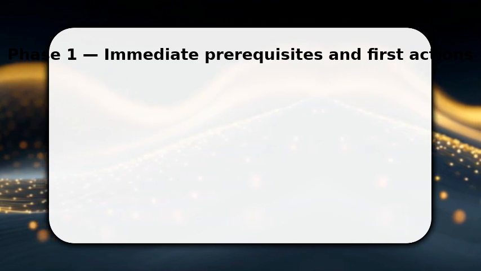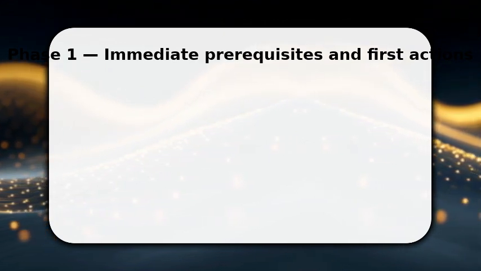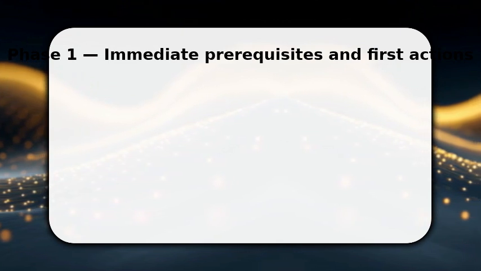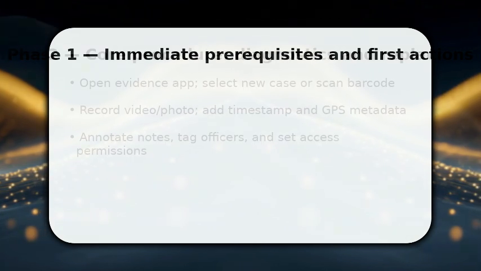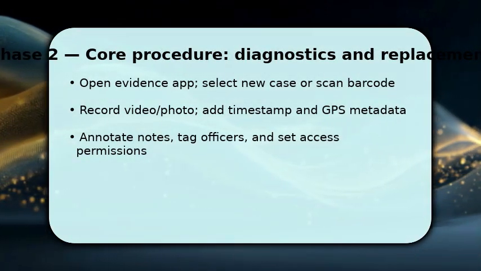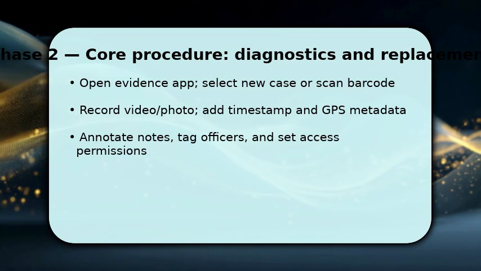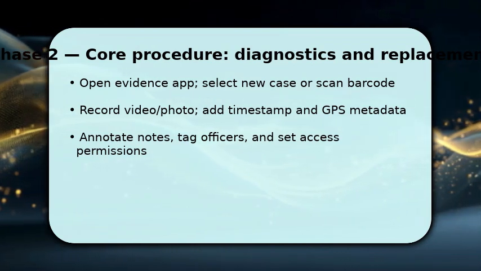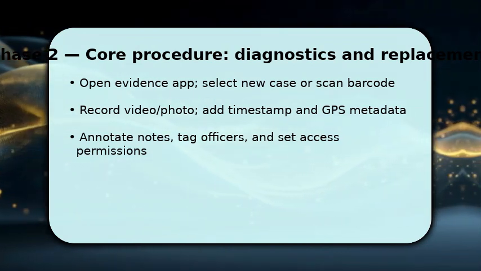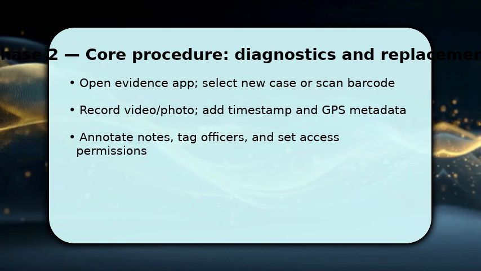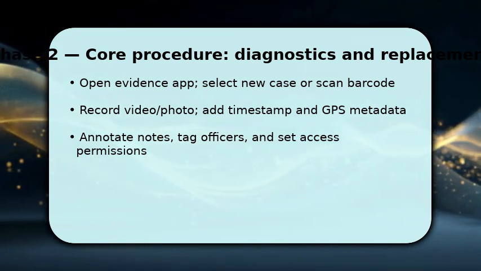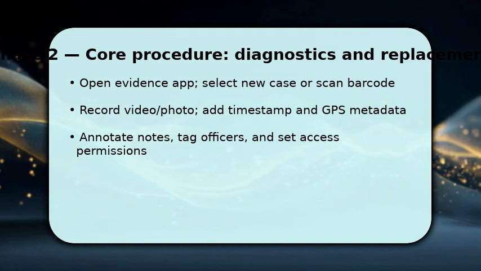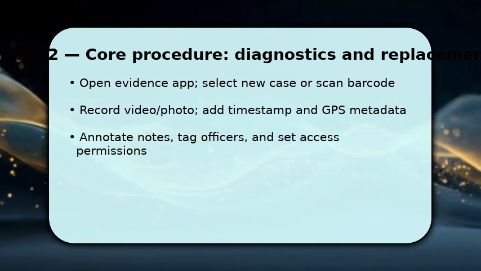Do not skip these steps because proper initialization prevents data loss and preserves evidence integrity while you proceed to active tasks. You now use the Evidence application to capture and document. Start a new case or scan the incident barcode, then begin recording video or taking photos, ensuring timestamps and GPS are present. While recording, narrate key facts aloud so audio supports visuals, and pause between events to mark clips.